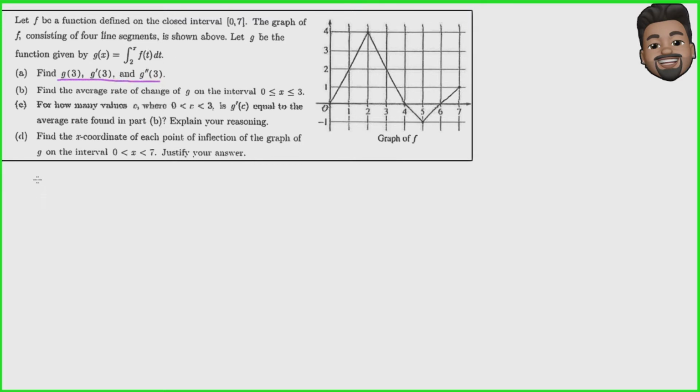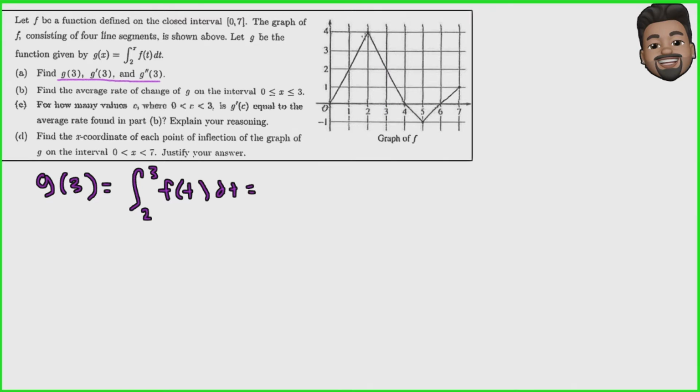How would we solve these? You would do them just like you normally would. You would write g of 3 is equal to the antiderivative from 2 to 3. We just plug the 3 into the x, and then what does the antiderivative tell us to do? It tells us to find the area under the curve. The area under the curve from 2 to 3 is a trapezoid.